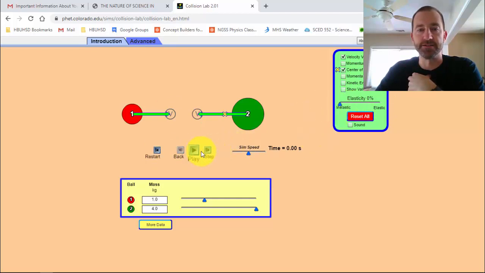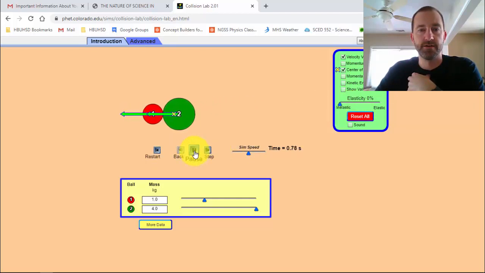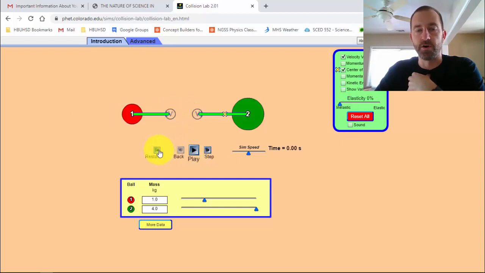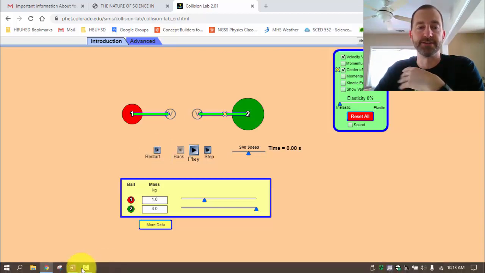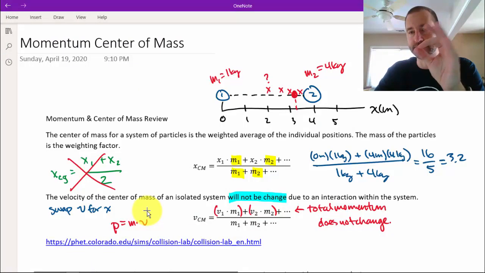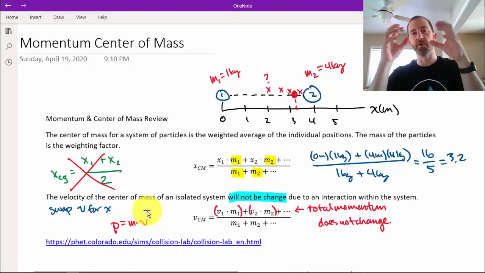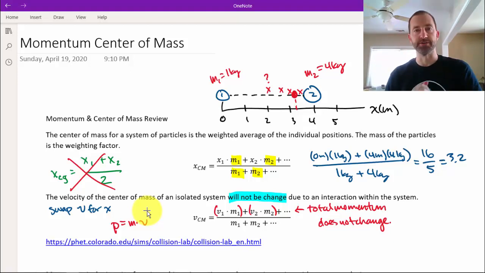I'll turn elasticity down to 0. Keeps on going with them. So in all collisions in an isolated system with 2 or even more objects, the center of mass velocity does not change, because it's calculated as the total momentum of the system divided by the total mass.